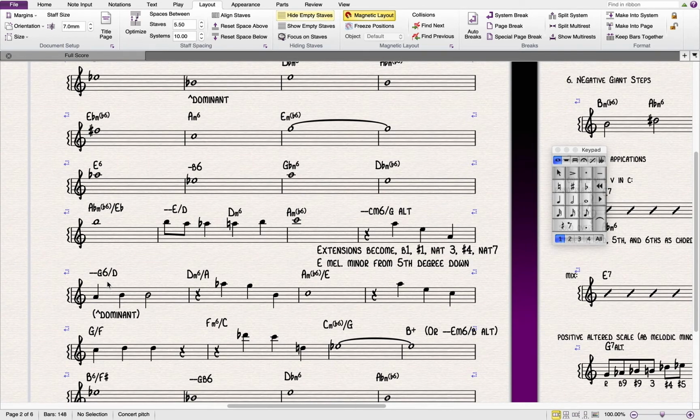Then we have, pretty straightforward, a 2-5 going to A minor. Then we have G over F, which is the equivalent of F sharp half diminished in the positive. F minor 6 over C goes to C minor, right? That C minor is going to look like E in the positive.